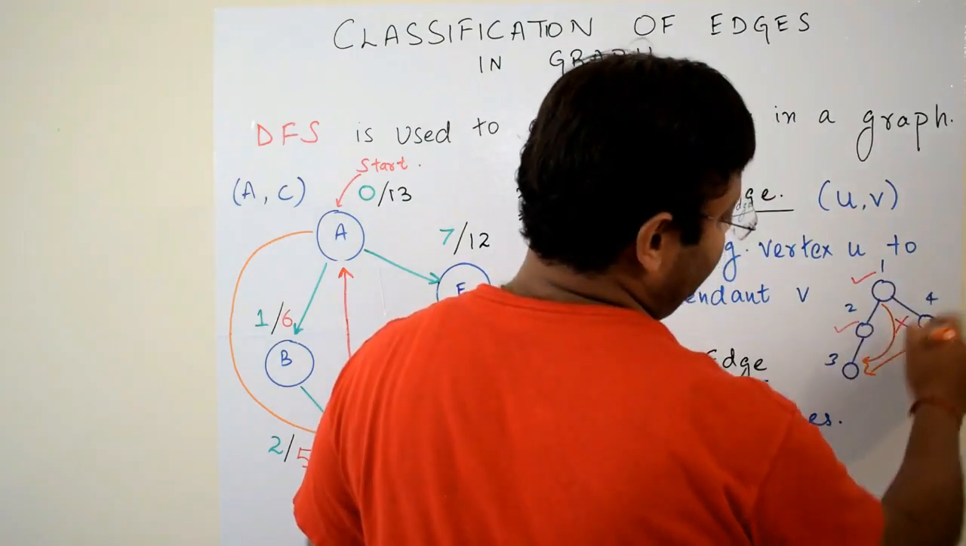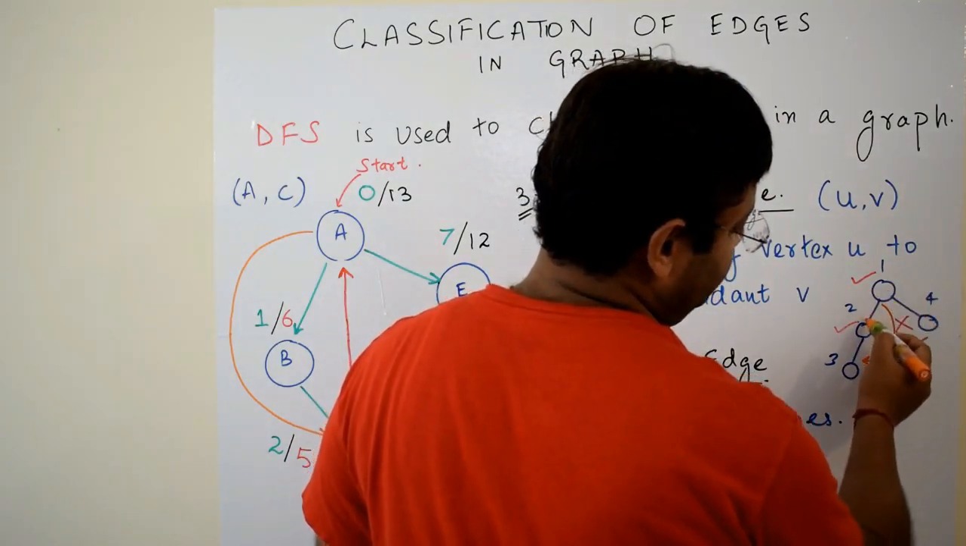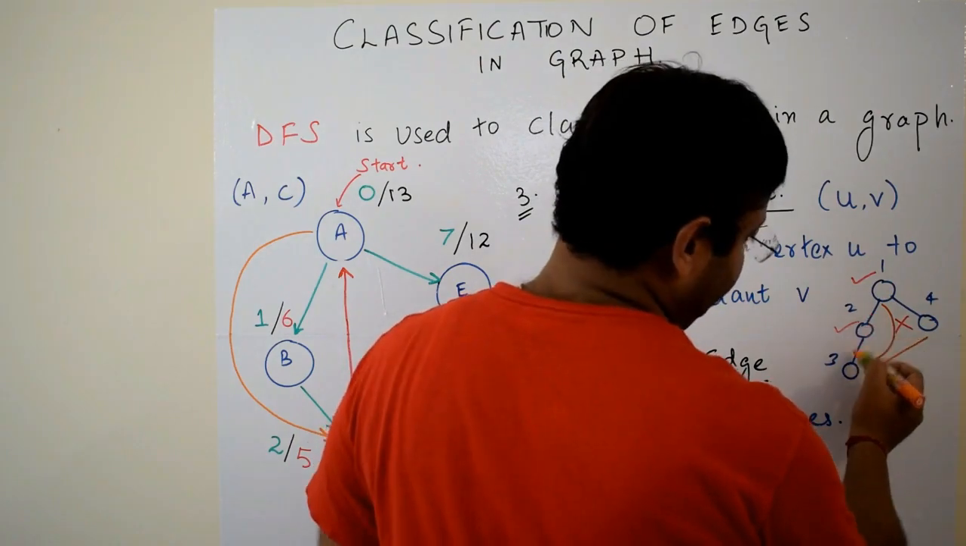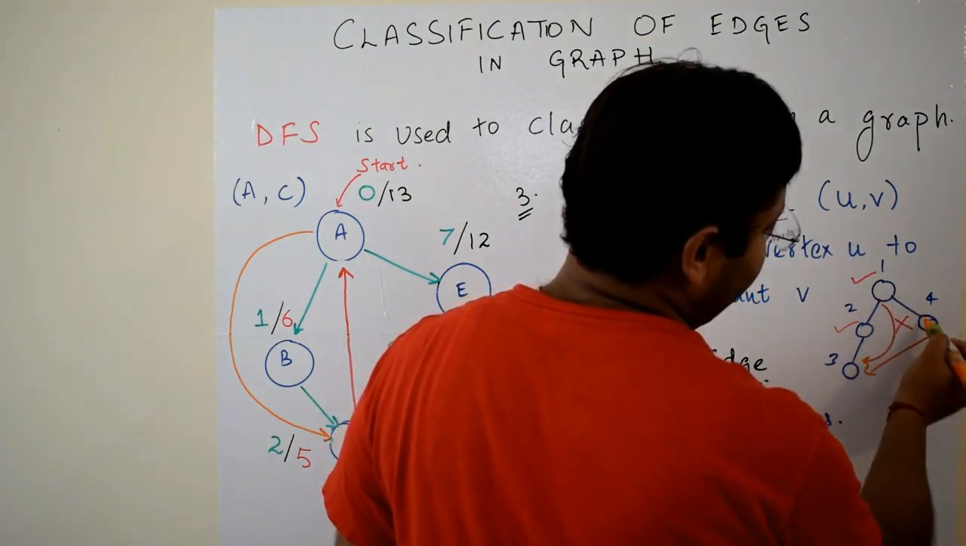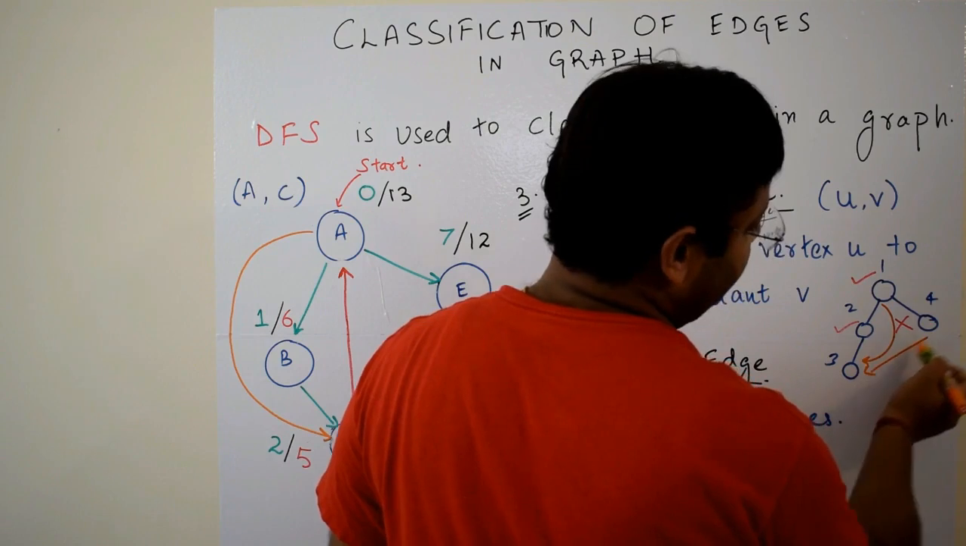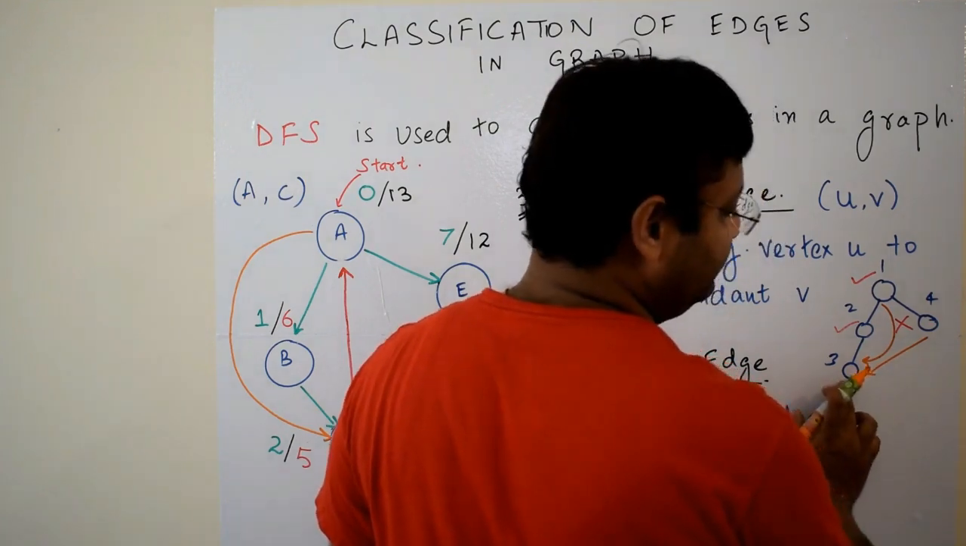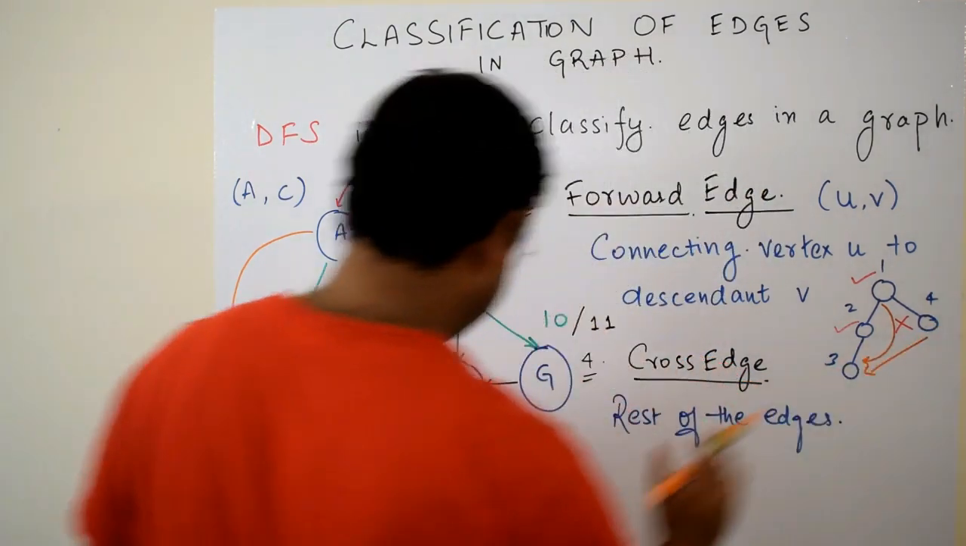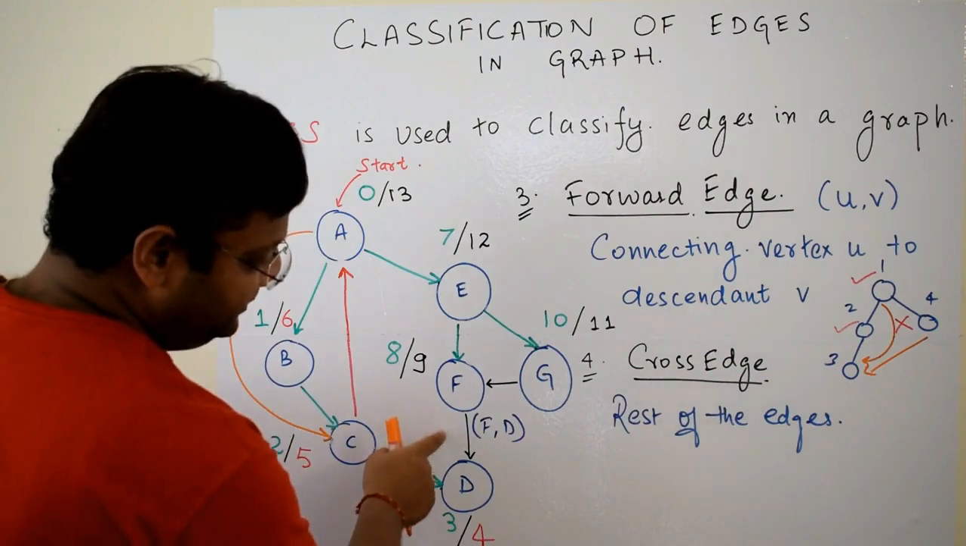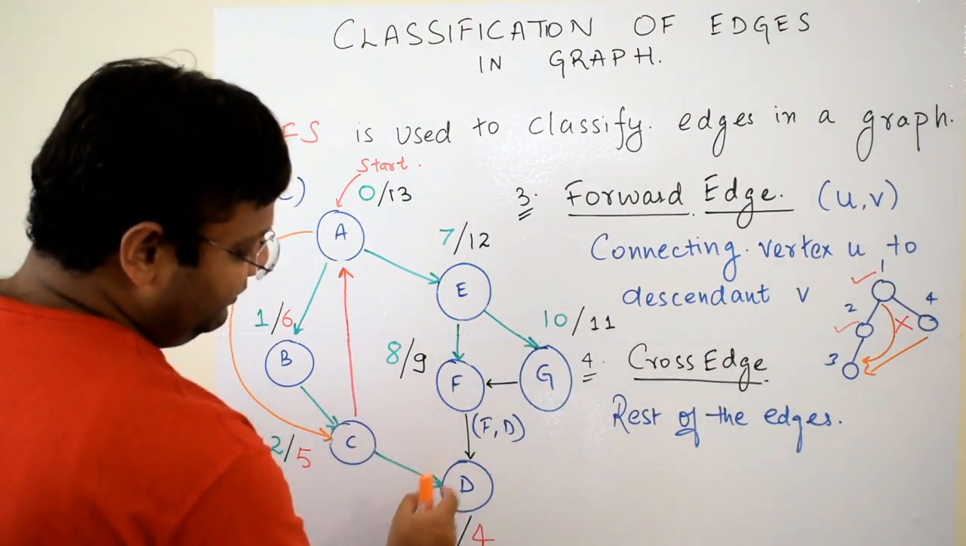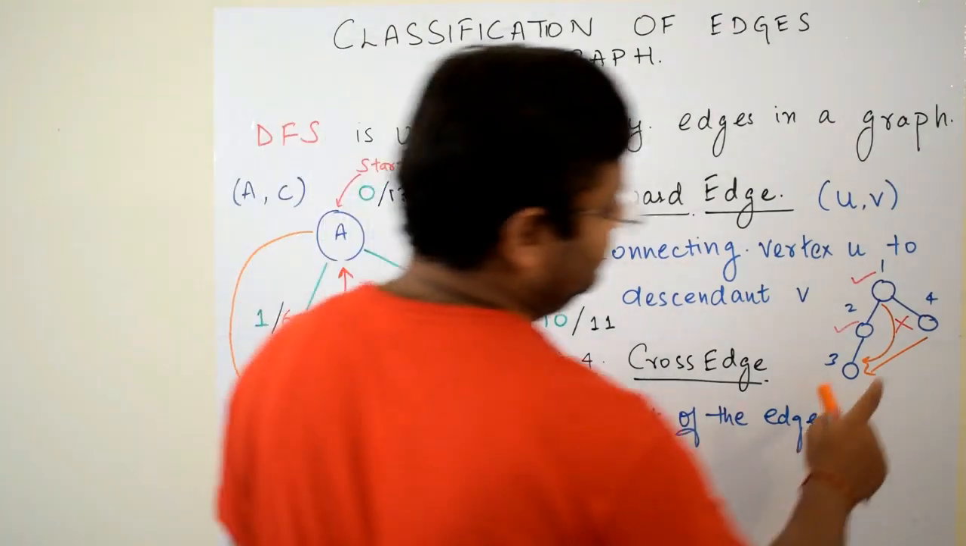So this is our DFS. We went from here to here, right? From here to here, from here to here, then we backtrack from here to here, and then this edge is also there, but here 3 is already discovered. So this is not going to be a tree edge. The same case we found here from F to D, right? Because when we went from F to D, D was already discovered. So clearly this is not a tree edge.